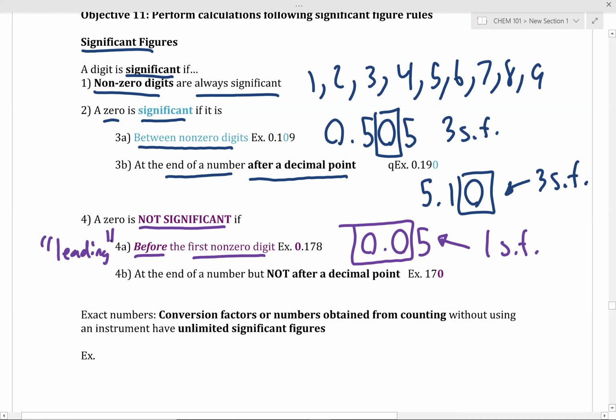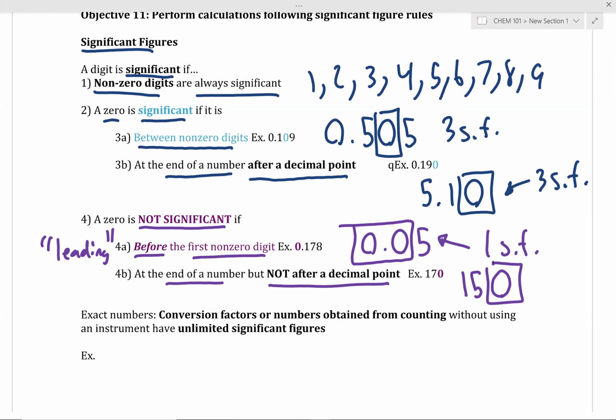Now, the other case when a 0 is not significant is if it's at the end of a number, but not after a decimal point. For example, 150. Looking at this 0, is it at the end of a number? Is it before or after a decimal point? Are there any decimal points in this number? No. So then, if we don't have a decimal point, is this 0 significant? No. So how many sig figs does 150 have? 2. The 1 and the 5 are the only significant digits in this number. Does that make sense? Okay.